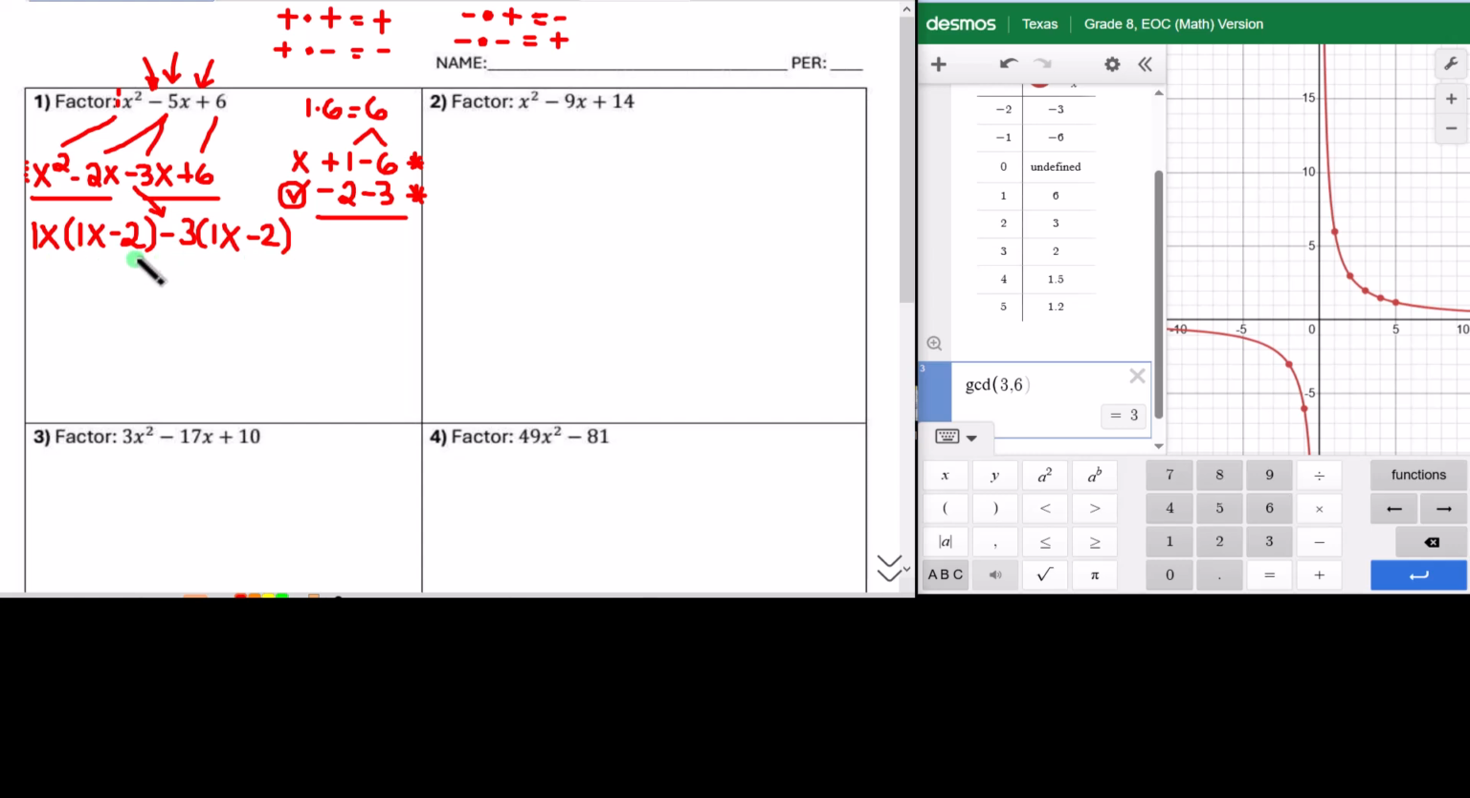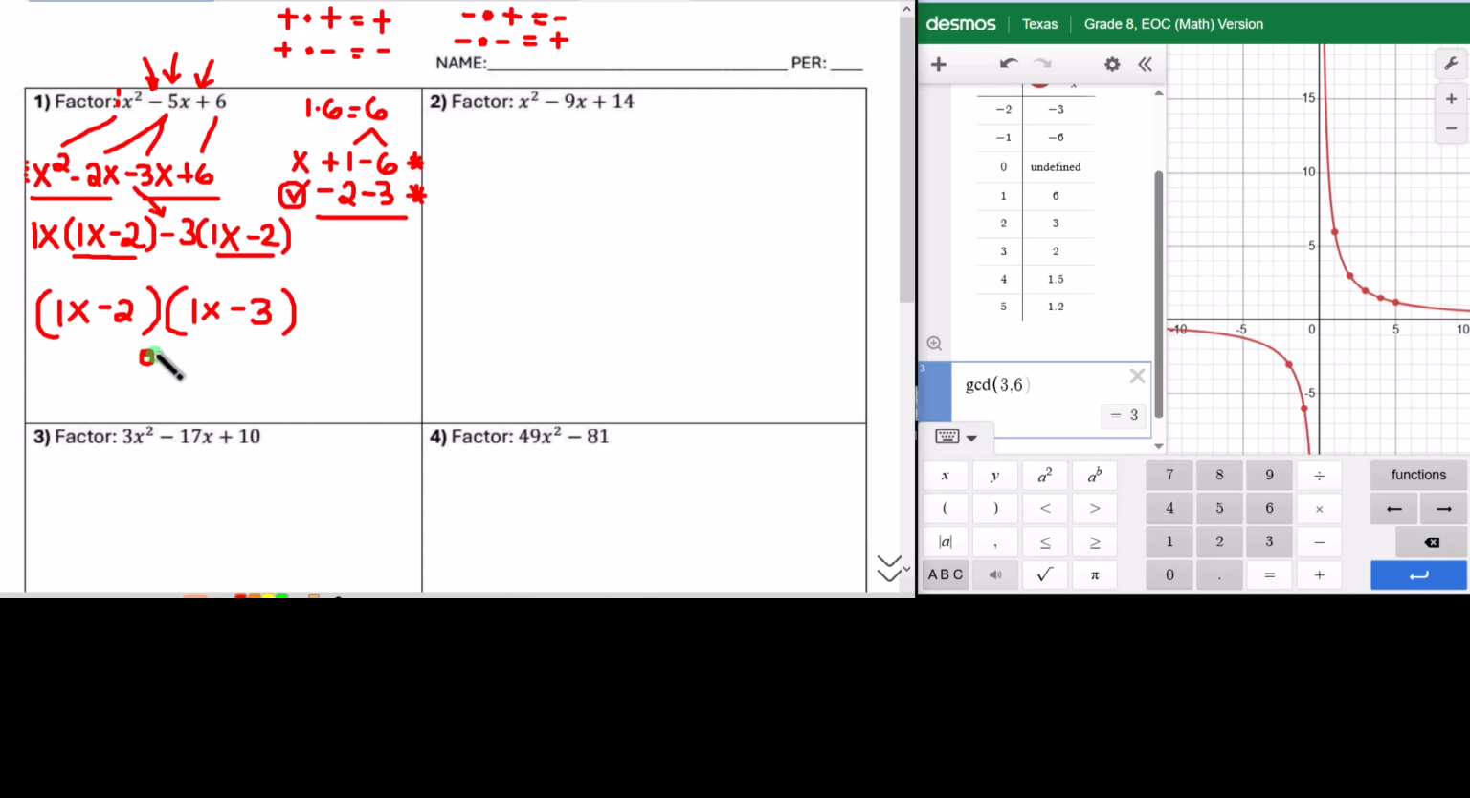And we look at what they have in common, because I'm going to remove what they have in common inside my first parenthesis. Whatever is left is going to be in the second parenthesis. So let's see, what do they have in common? They have in common 1x minus 2. So that means I'm going to remove 1x minus 2. And if I remove 1x minus 2 from each term, I'm only left with 1x minus 3. So this would be my answer.